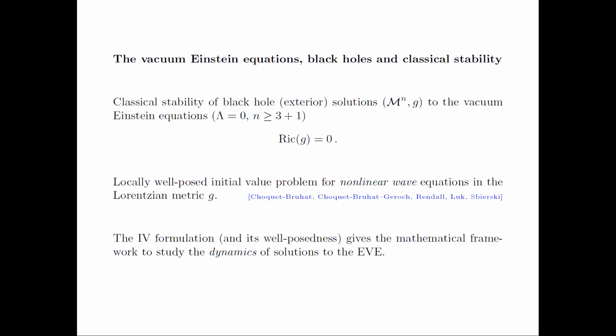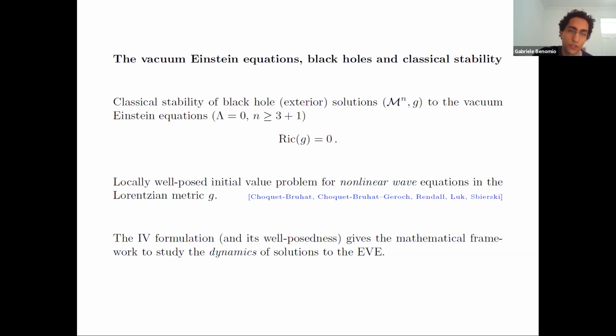If one chooses coordinates on the Lorentzian manifold (M, g), the vacuum Einstein equations become manifestly a system of second order nonlinear partial differential equations. It turns out that there exists a way to construct coordinates on the manifold so that such a system becomes a system of nonlinear wave equations in the Lorentzian metric g. And this system of nonlinear wave equations turns out to admit a locally well-posed initial value problem.